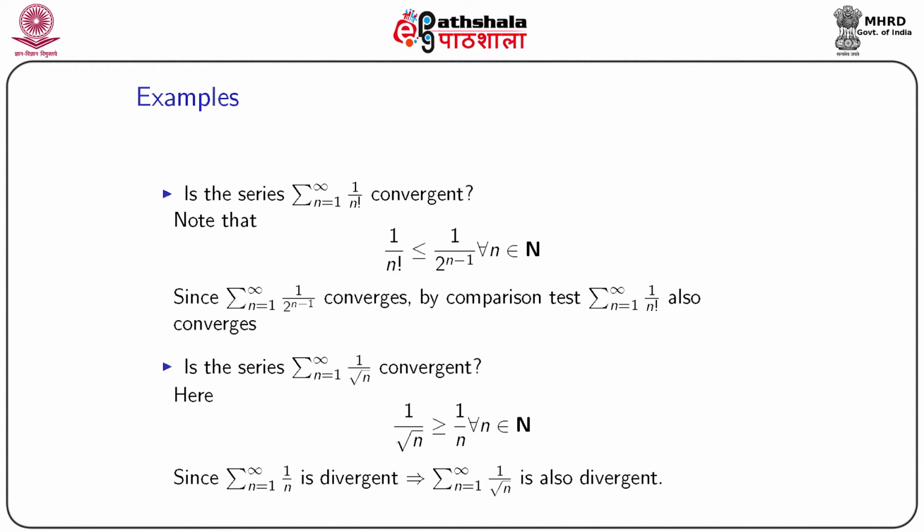Now we know that the sum over n from 1 to infinity of 1 over 2 to the power n minus 1 converges. So by the comparison test, the sum from n equals 1 to infinity of 1 over n factorial also converges.